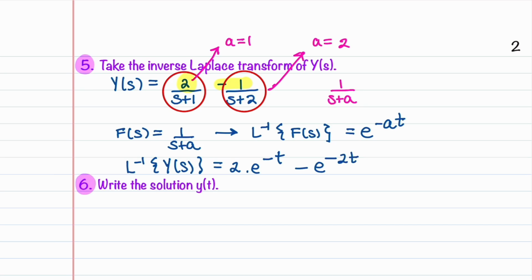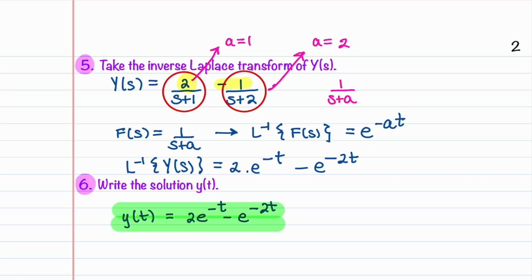In step 6, we're just going to write the solution, and we already found that solution in step 5. Little y of t is the inverse Laplace transform of Y of s, and it's the solution to our initial value problem. y of t is 2e to the minus t minus e to the minus 2t. And there's our solution.